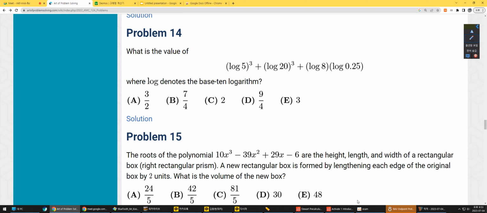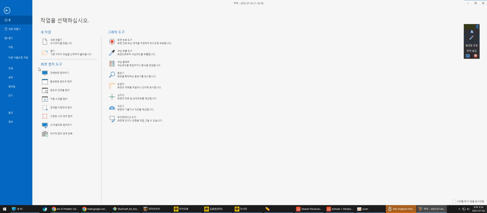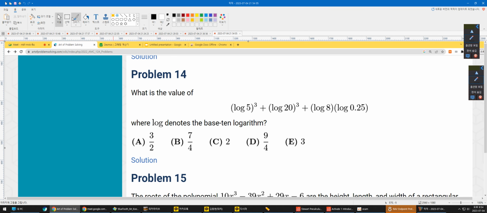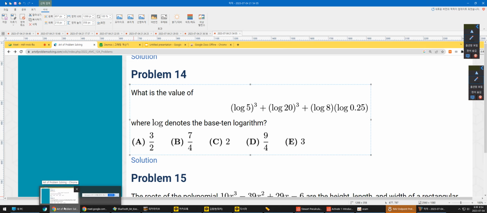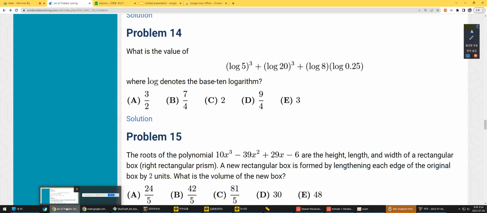Yep. So let's go to number 14. I think the big difference between AMC10 and AMC12 is that I don't think logarithm questions are much asked in AMC10, but in AMC12, many questions are in logarithmic form. I think that's one difference.